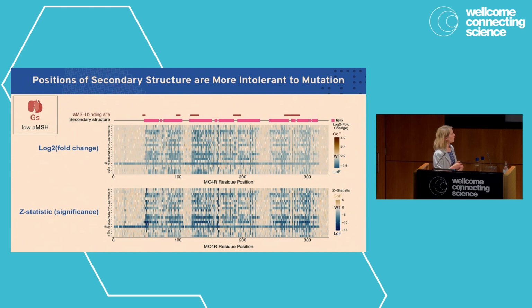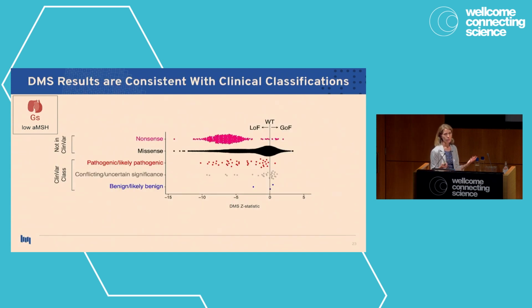So, at the baseline, we can look and see whether or not secondary structural elements are impacted by mutation, and that's shown here at the top is the secondary structure, the alpha helix structures that form those transmembrane domains, and you can see, not surprisingly, that these regions are very intolerant to mutation. We can also intersect this data with clinical genetics data. So this is shown as an intersection with ClinVar data, again, for the same exact assay that I showed on the previous slide.